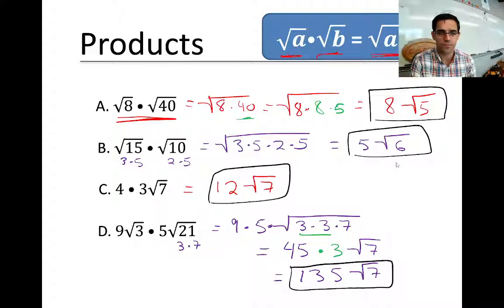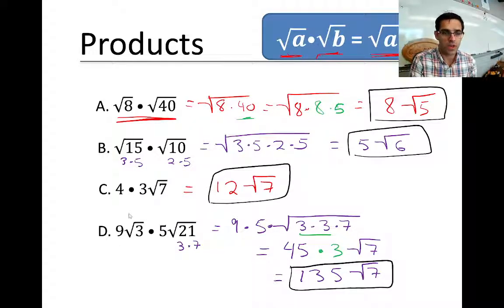The next one, we have a whole number 4 times a mixed radical. 4 times 3 root 7. I'm just going to multiply the whole numbers that are outside of the radicals together, just like I would 2 numbers inside of the radical. So 4 times 3 is 12, so 12 root 7 is our final answer.